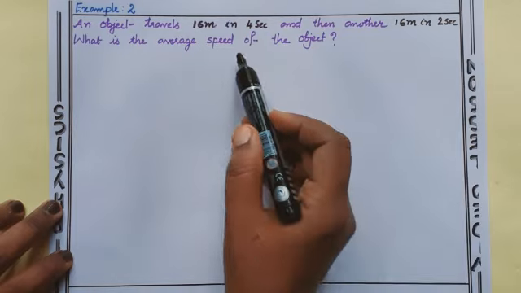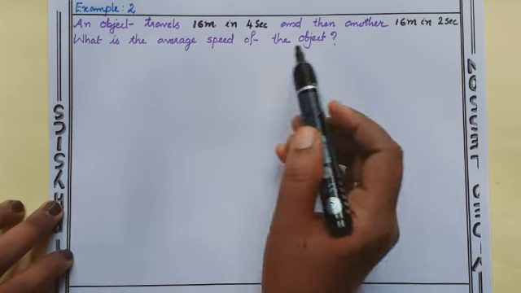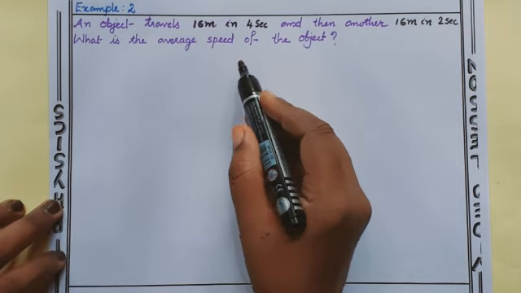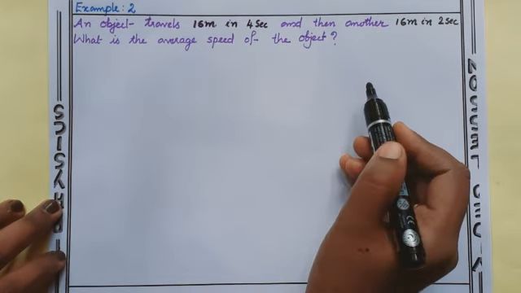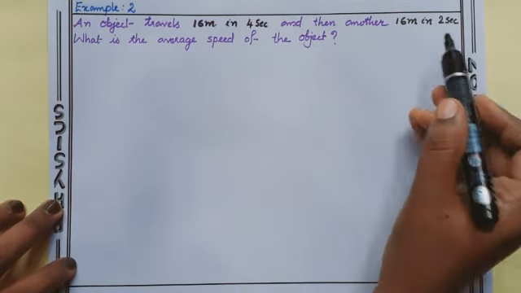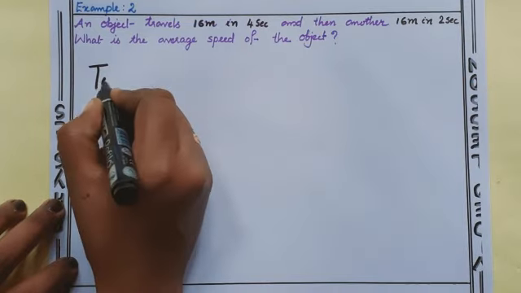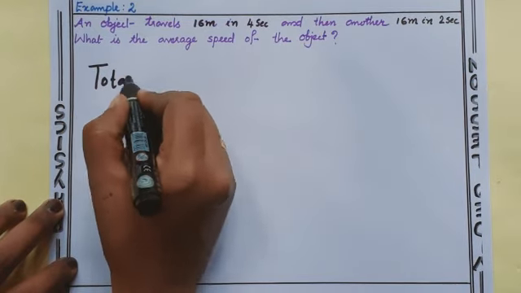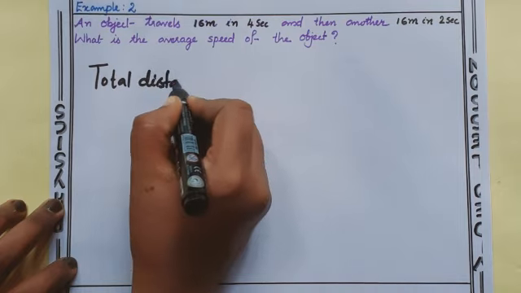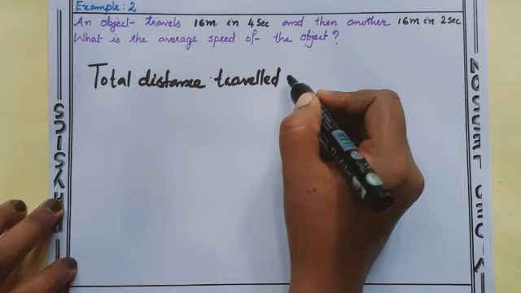An object travels 16 meter in 4 seconds and then another 16 meter in 2 seconds. What is the average speed of the object? We all know what average speed is. Average speed is equal to total distance by total time. So first you have to write the total distance travelled by the object.